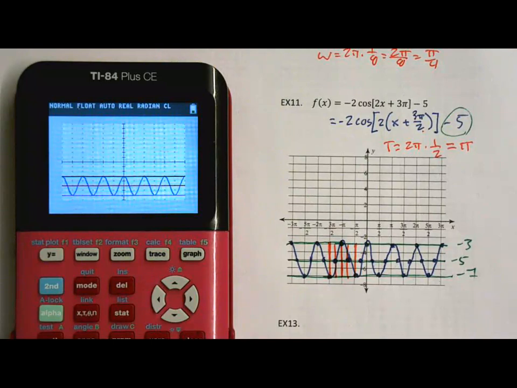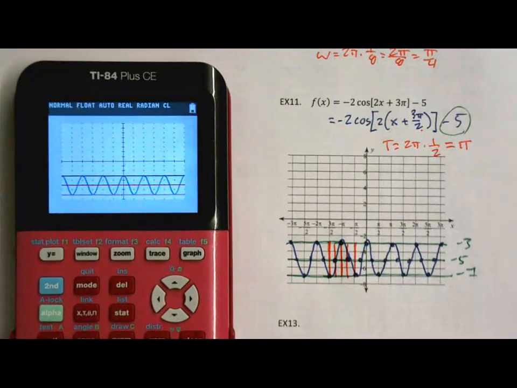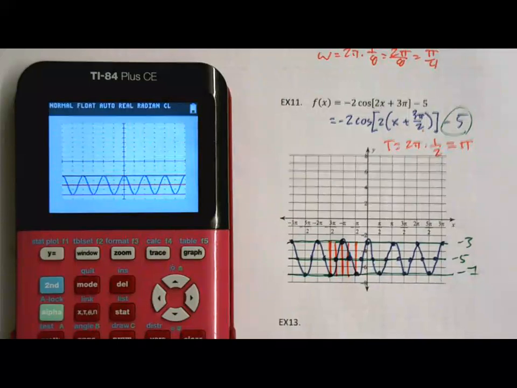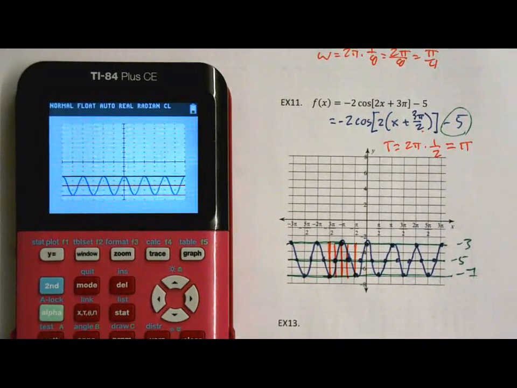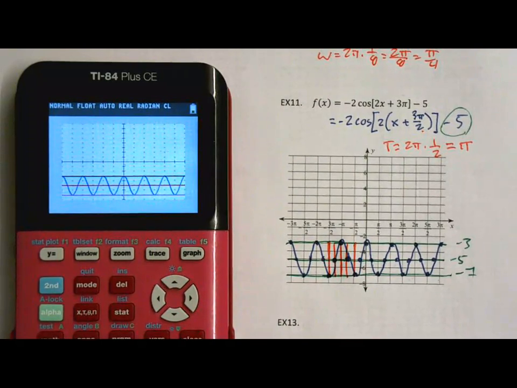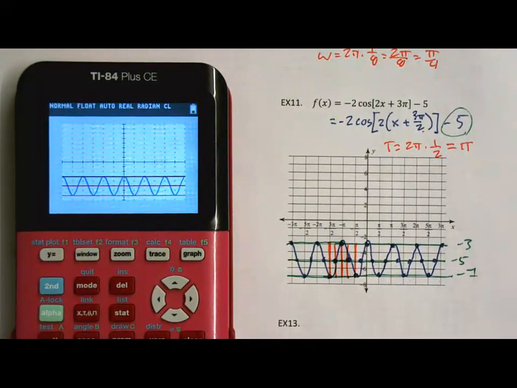I'm feeling pretty confident about that. We're just going to do one more together, guys. We'll do 13. These are the best. Any questions on 11 before we go to 13?